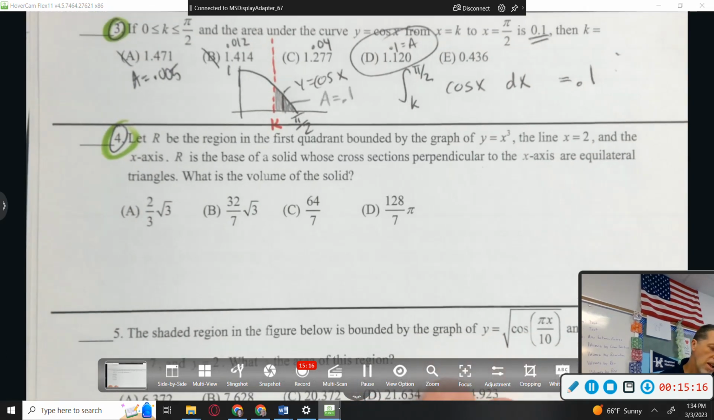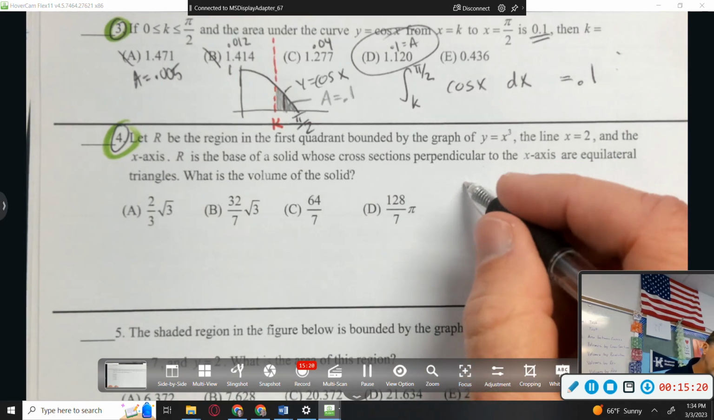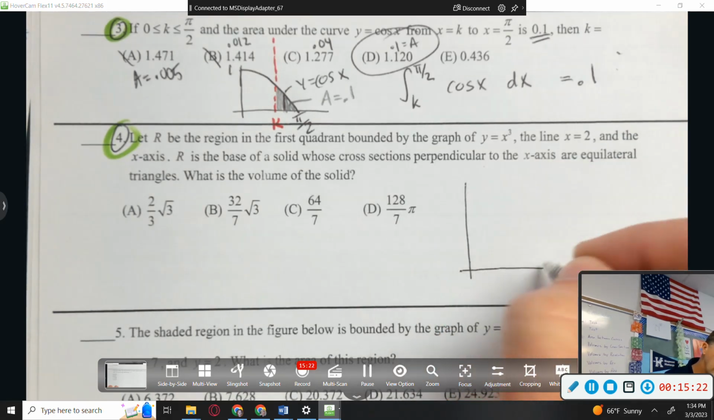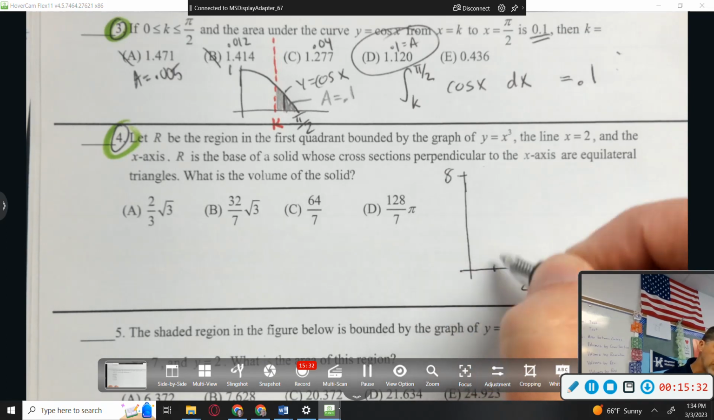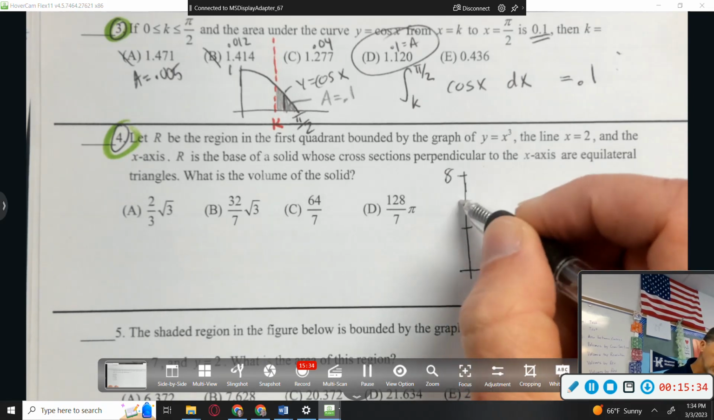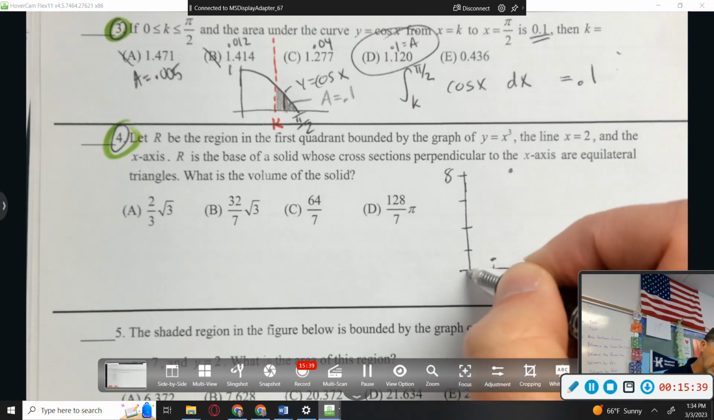Number 4, let R be the region in the first quadrant bounded by the graph of y equals x cubed and the line x equals 2. Okay, so x cubed is going to go up to 8 if we're going to 1, 1, 2, 8.